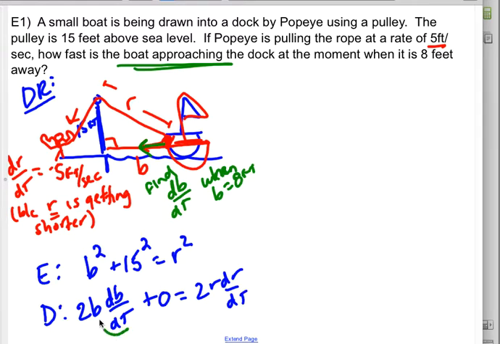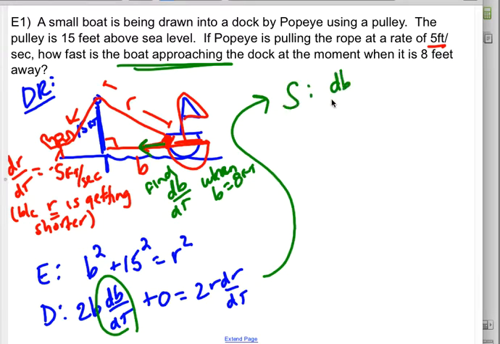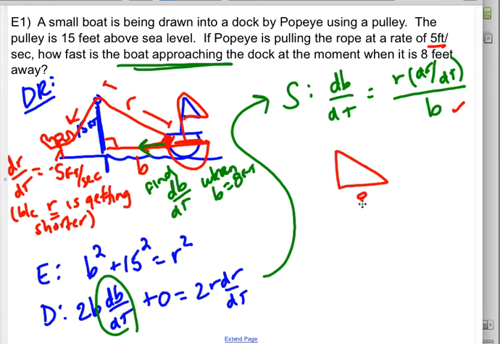Since this is the thing you're solving for, you could also just straight up solve for dB/dt and recognize that when you substitute in, you're going to be substituting into dB/dt equals R times dr/dt, which are both values that we will know in a second, over B, right? So let's look at what we know. We know B, because at this exact moment that they're talking about, B is 8.